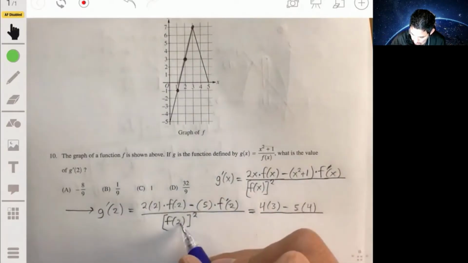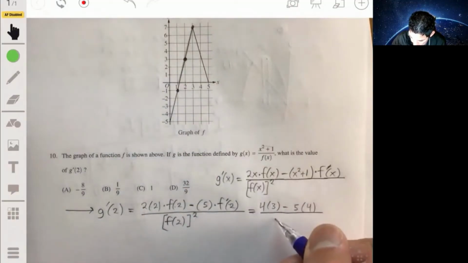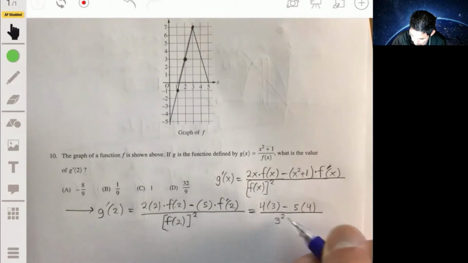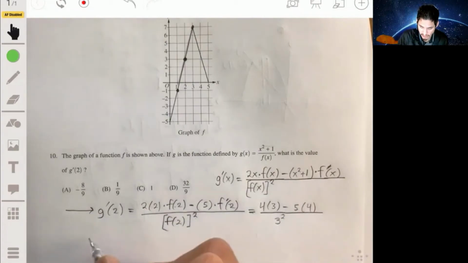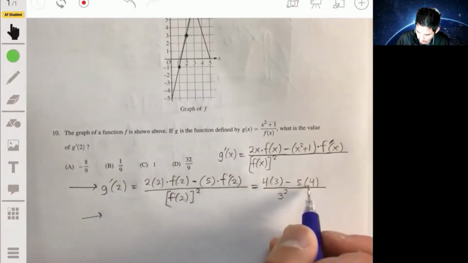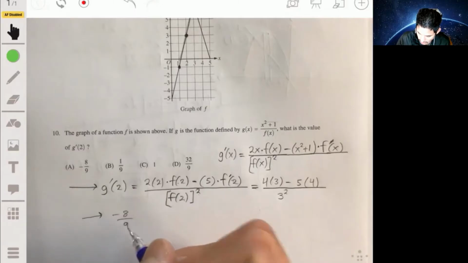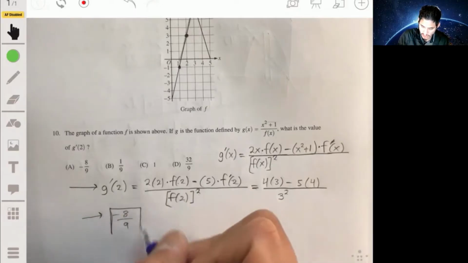over f of 2 squared. F of 2 we found to be 3, so over 3 squared. And then we just keep on simplifying. So 12 minus 20, so negative 8 over 9. So the answer will be A.